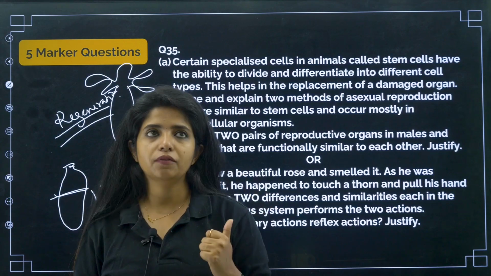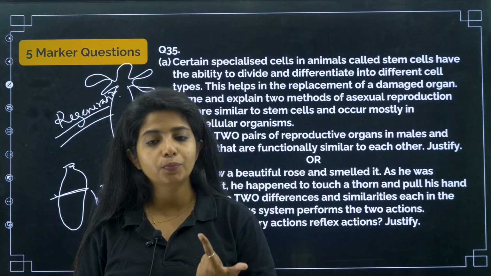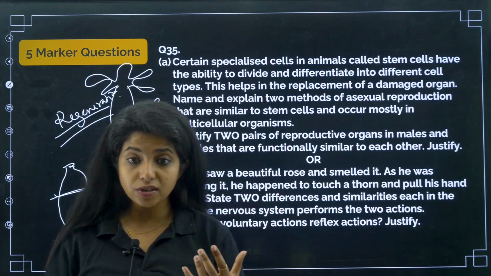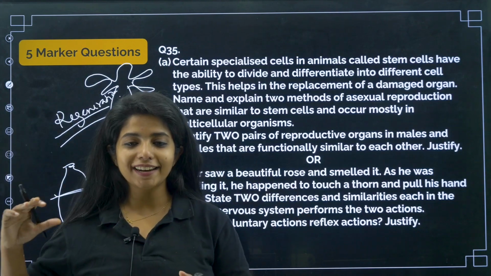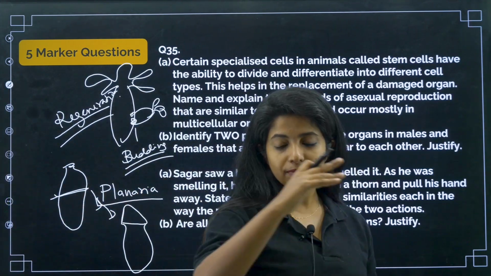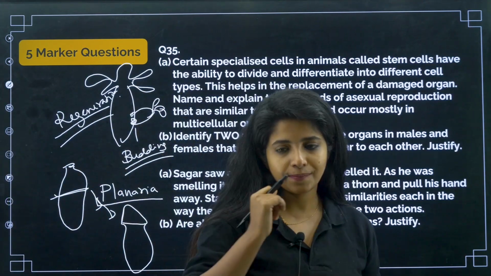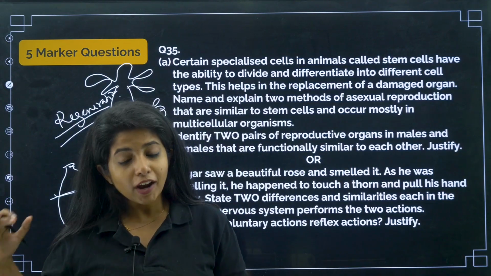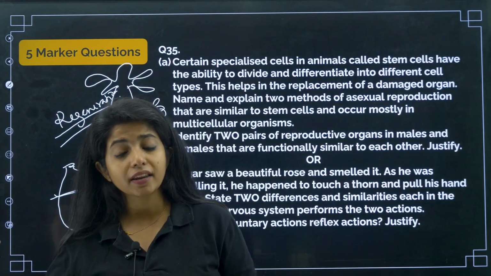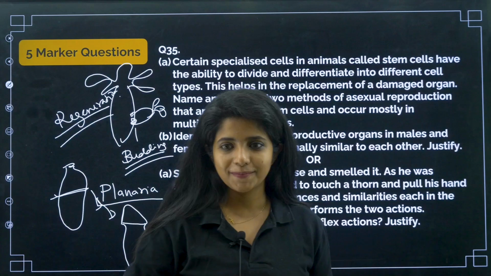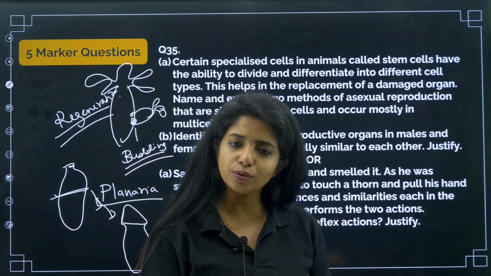Now, the second pair that we have is vas deferens and fallopian tube. Vas deferens, you know vas deferens? Vas deferens is the one that carries sperms from the testis. Now, what about the fallopian tube? The fallopian tube is also the one that carries the egg from the ovaries. So they have the same function.